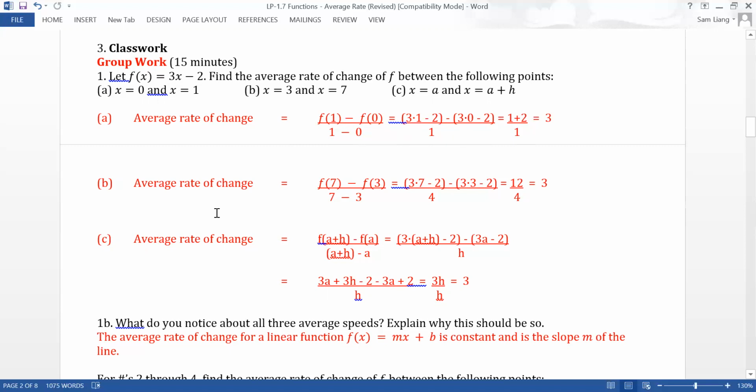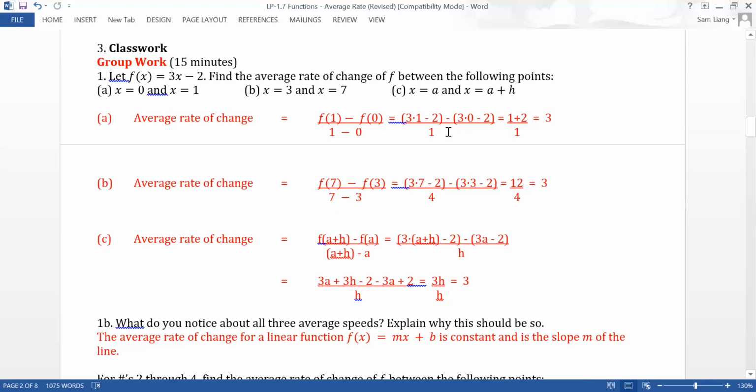So 3 divided by 1 is 3. That's your first answer. Part B, it's 7 and 3. Just 2 different numbers. So f of 7 minus f of 3 divided by 7 minus 3. 4 in the denominator. If you plug in 7, you're going to get 3 times 7 minus 2 in this function. That should come out to 21 minus 2, which is 19. And then we have 9 minus 2 here for f of 3. 9 minus 2 is 7. So it'll be 19 minus 7, which is 12. So 12 divided by 4 is also 3.